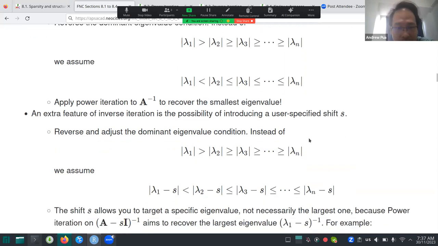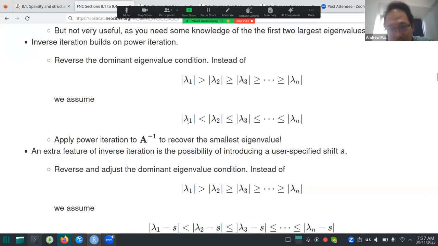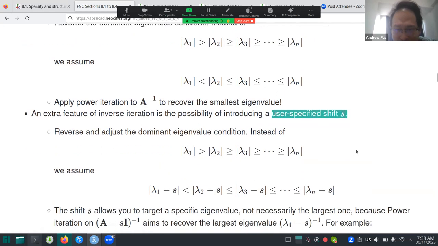But even cooler is that why would we settle for the largest and the smallest if we could get any other eigenvalue? Inverse iteration actually does this by allowing the user to provide a shift S. I think this roughly corresponds to the sigma that Ron was talking about earlier. Again, it's adjusting and reversing this dominant eigenvalue condition that you see in power iteration into this form. So you have an ordering where you have lambda 1 minus S. All of these eigenvalues, you subtract off S, and then it's in the reverse order.